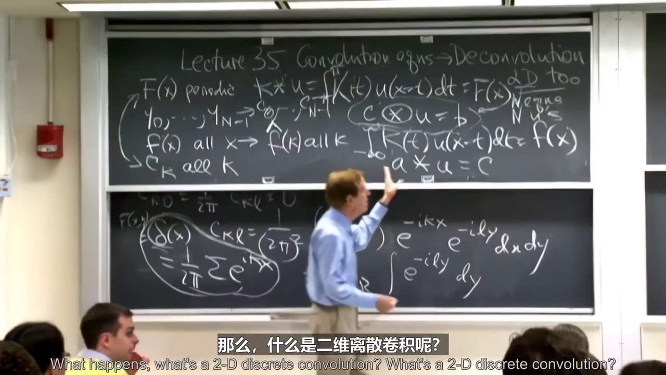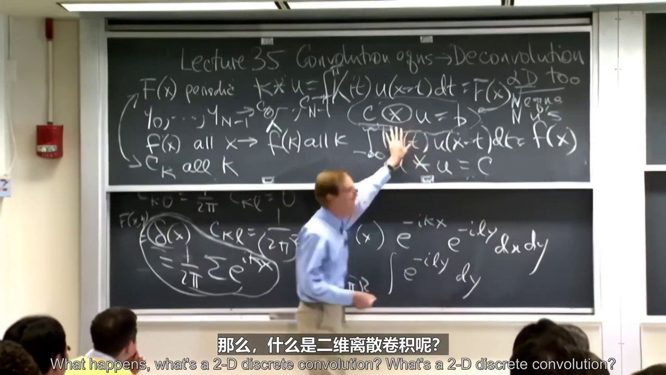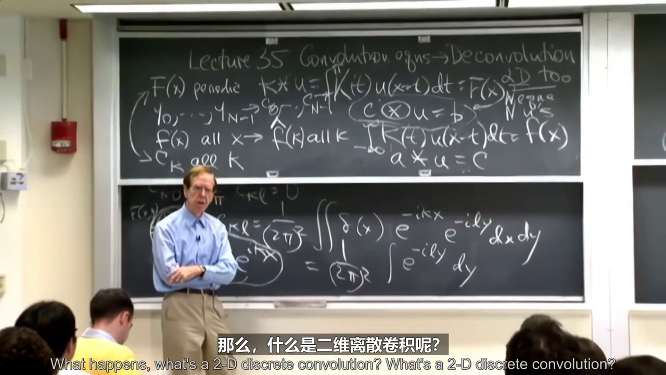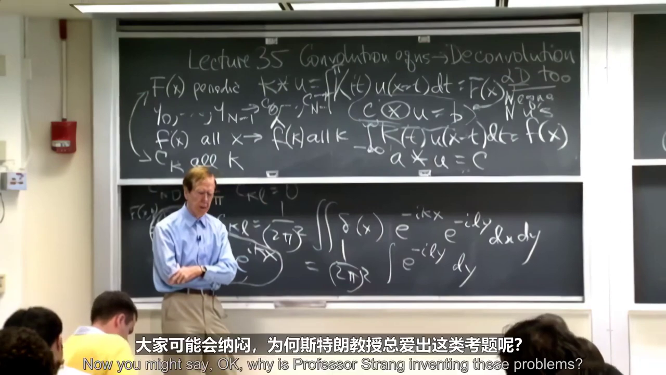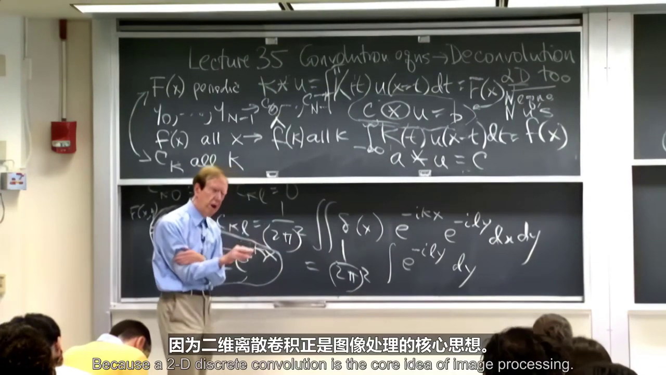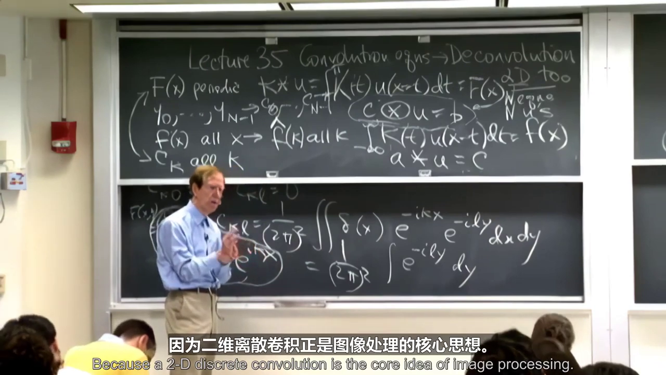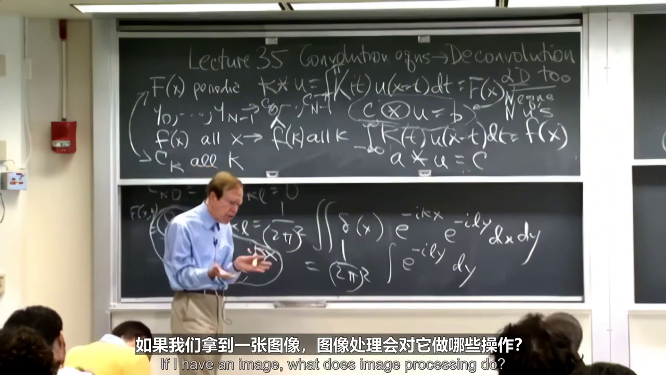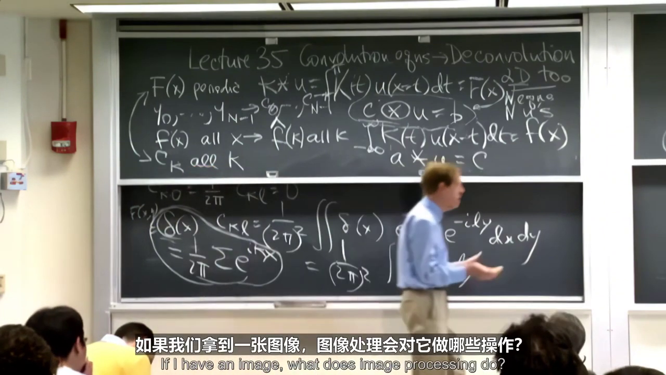What happens? What's a 2D discrete convolution? Now you might say, okay, why is Professor Strang inventing these problems? Because a 2D discrete convolution is the core idea of image processing. If I have an image, what does image processing do?